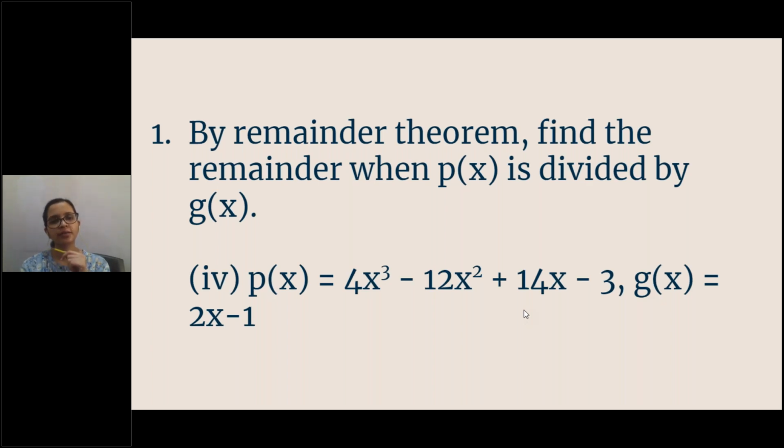Okay, it is simple. 4 into 1 by 2 cube will be what? 4 into 1 by 8, right? Minus 12 into 1 by 2 square will be what? 12 by 4 plus 14 by 2 minus 3.